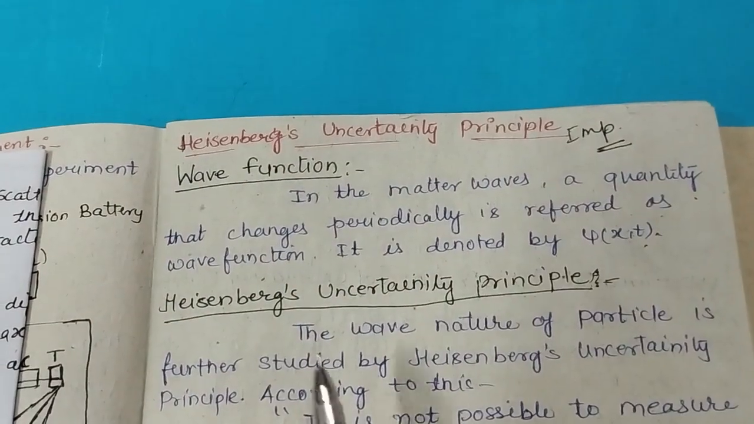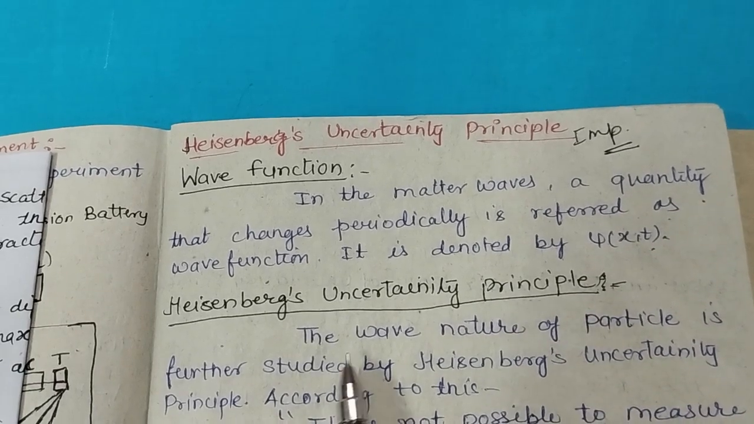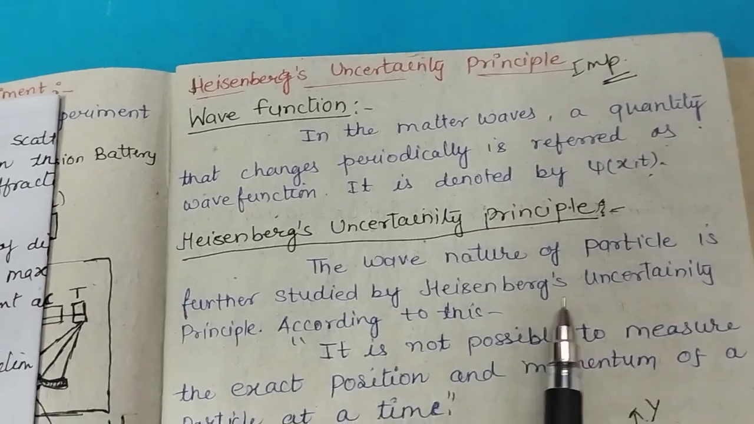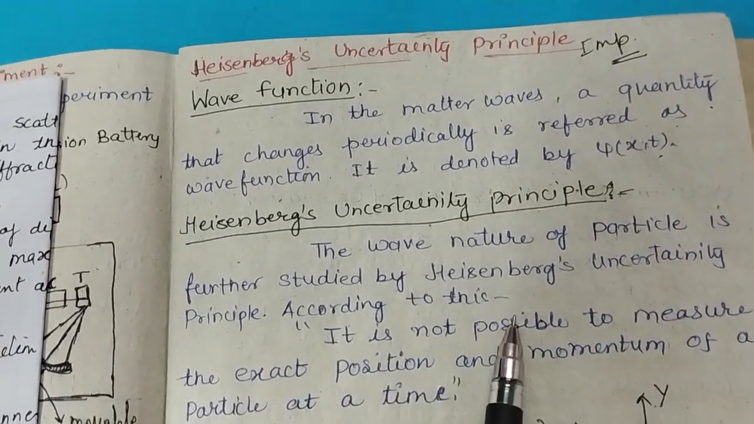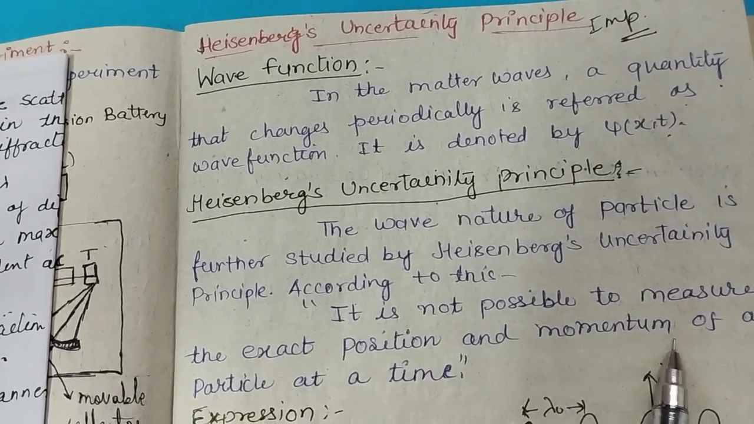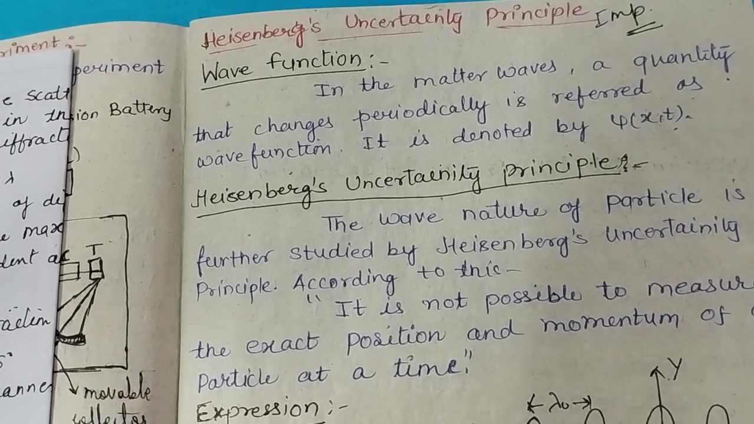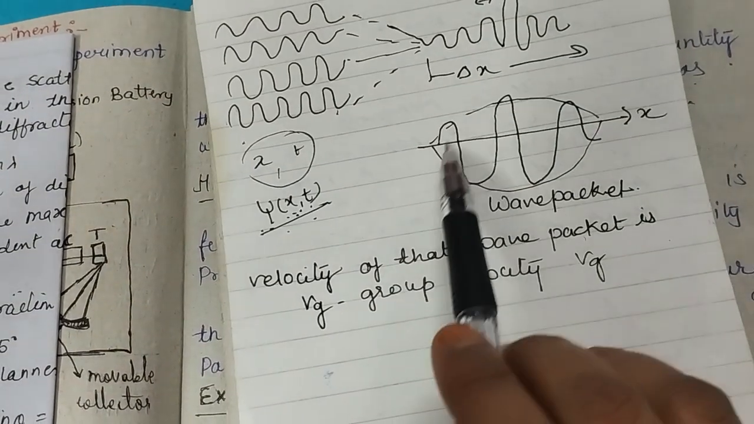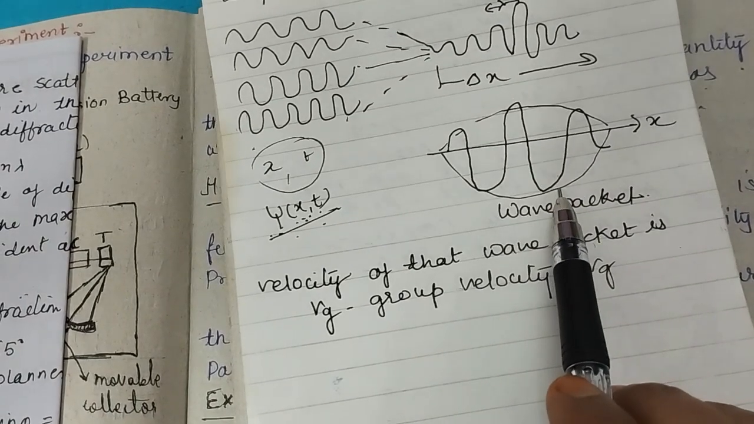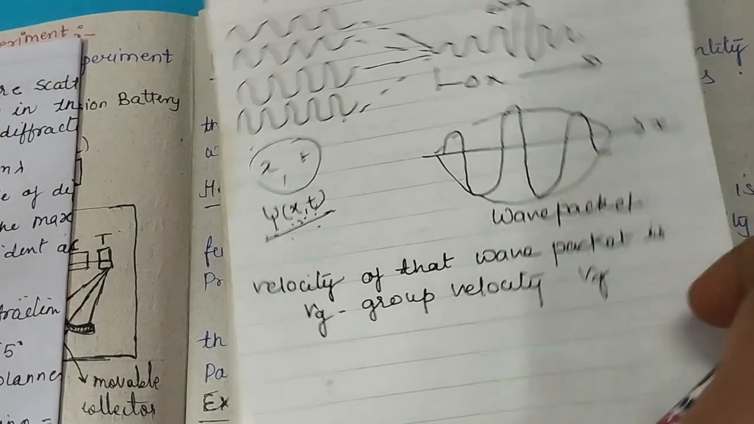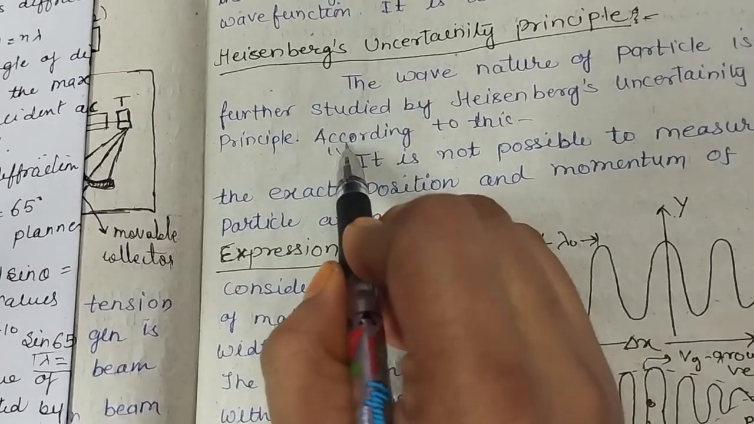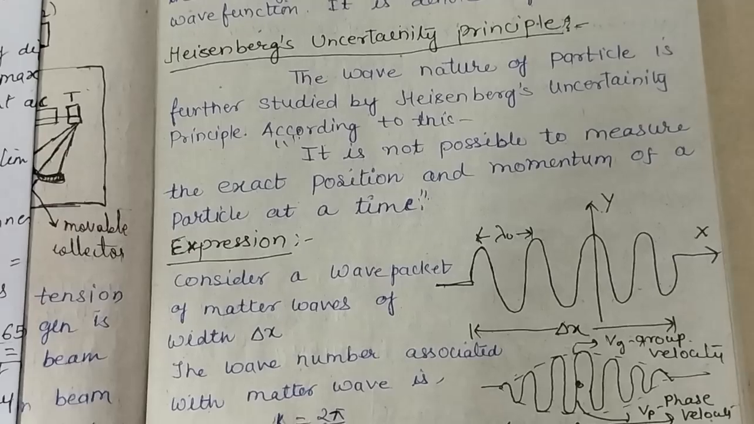Now come to Heisenberg's uncertainty principle. The wave nature of a particle is further studied by Heisenberg's uncertainty principle. According to this, it is not possible to measure the exact position and momentum of a particle at a time. Here we have a whole wave, so it is impossible to find the particular position or momentum of a particle. This is our Heisenberg's uncertainty principle.